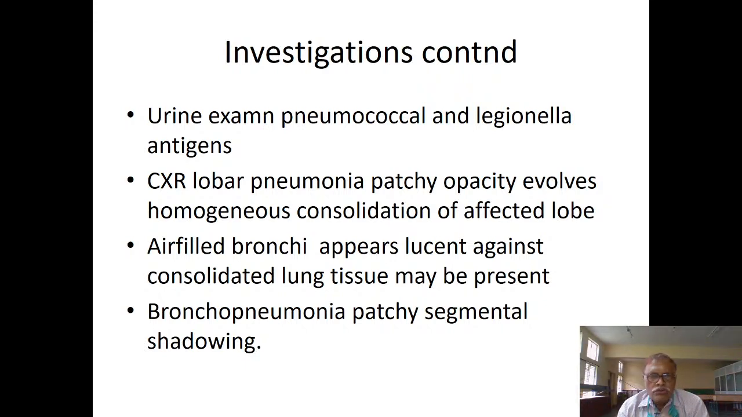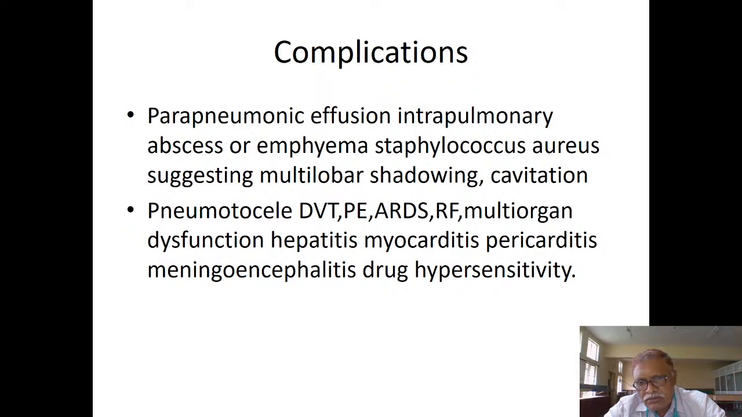Chest X-ray shows lobar pneumonia, patchy opacity that evolves into homogeneous consolidation of the affected lobe. Air-filled bronchi appear lucent against consolidated lung tissue and may be present. In bronchopneumonia, patchy segmental shadowing will be present, which is usually patchy segmental consolidation from different segments of different lobes in chest X-ray, suggestive of bronchopneumonia.